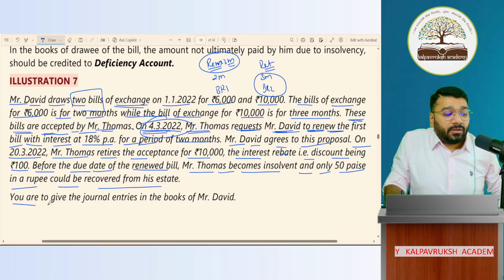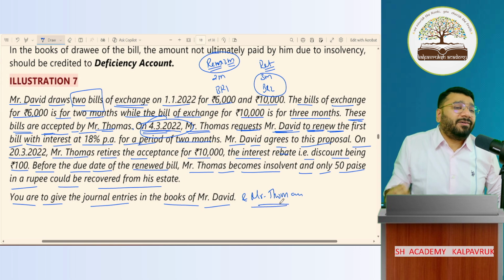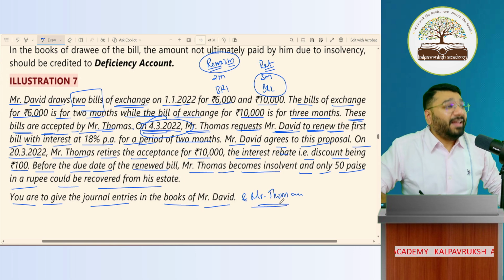You are supposed to give the journal entries in the books of Mr. David and Mr. Thomas. Why, sir? Learning stage. Very good.